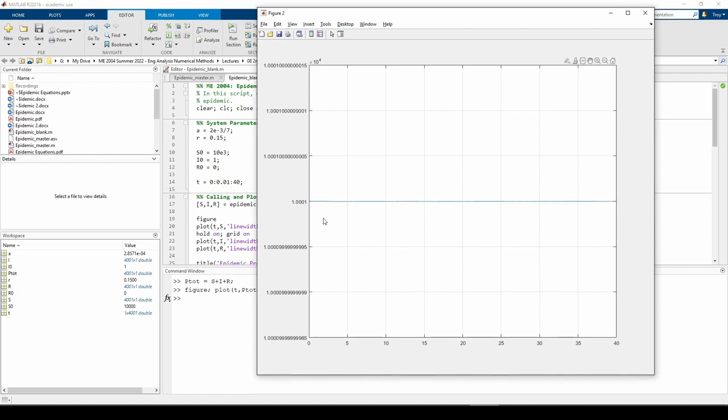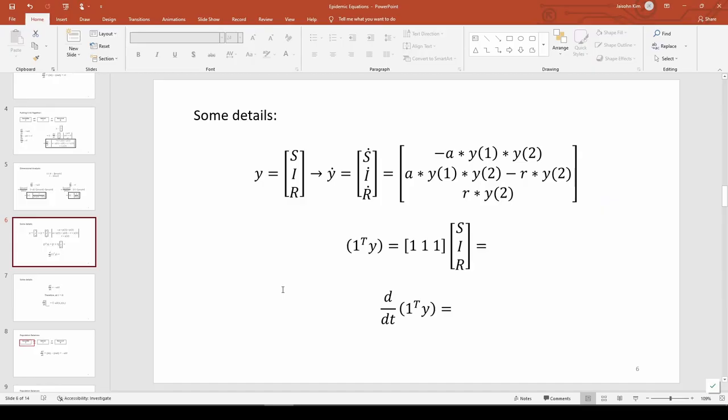Now let me ask you some abstract questions. I'm going to go back to the PowerPoint to do so. Just to recap, we have our system of equations here. What is the product 1ᵀy? In this case, 1ᵀ means a vector of 1's transposed. If we carry out the multiplication, you get s plus I plus r, which we already said is the number of total people in the city.